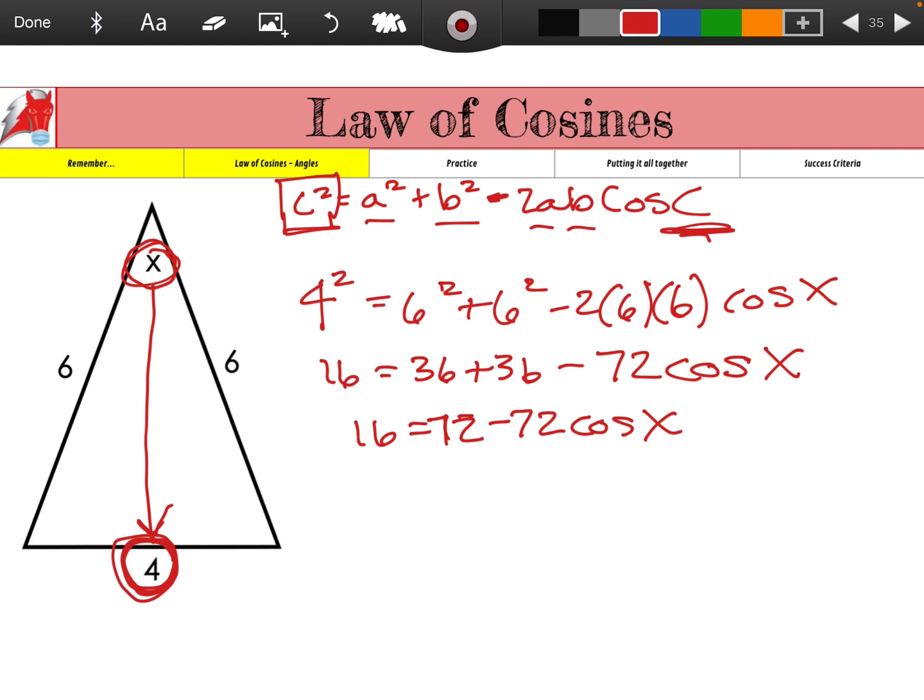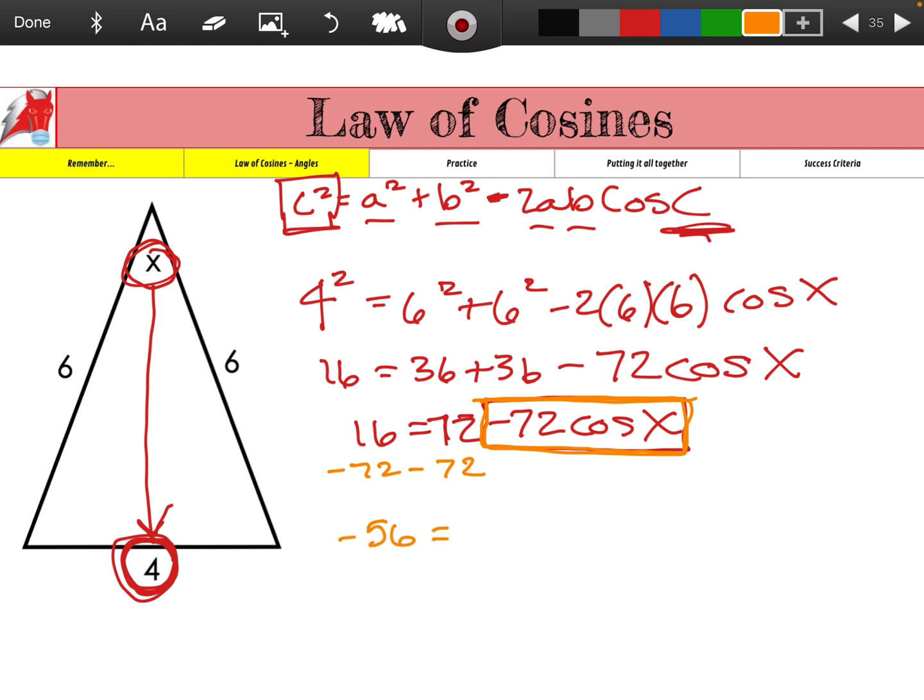And here's the thing that you can't do. This does not go to 0. Okay? And the big reason for that is that this negative 72 is connected to cosine x, meaning that negative 72 is being multiplied. So I actually eventually need to divide that out. So my steps here, instead of making that go to 0, I need to subtract 72, which means I'm down to negative 56. Don't be scared of those negatives.